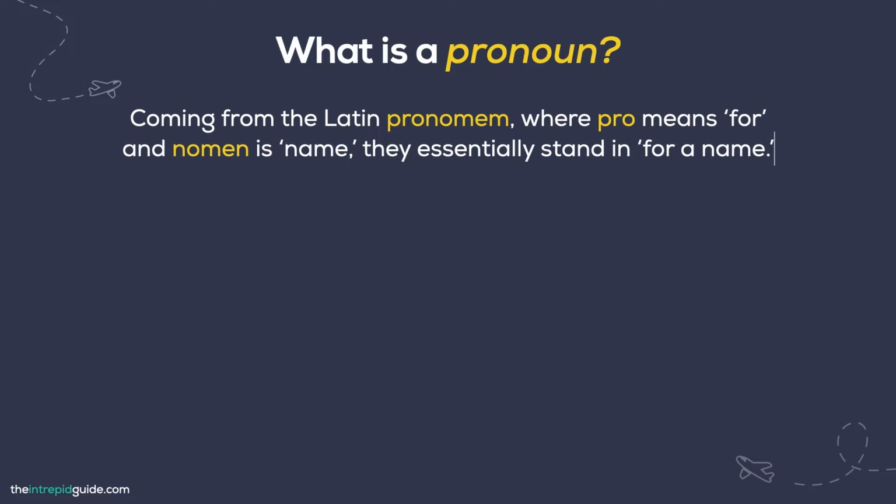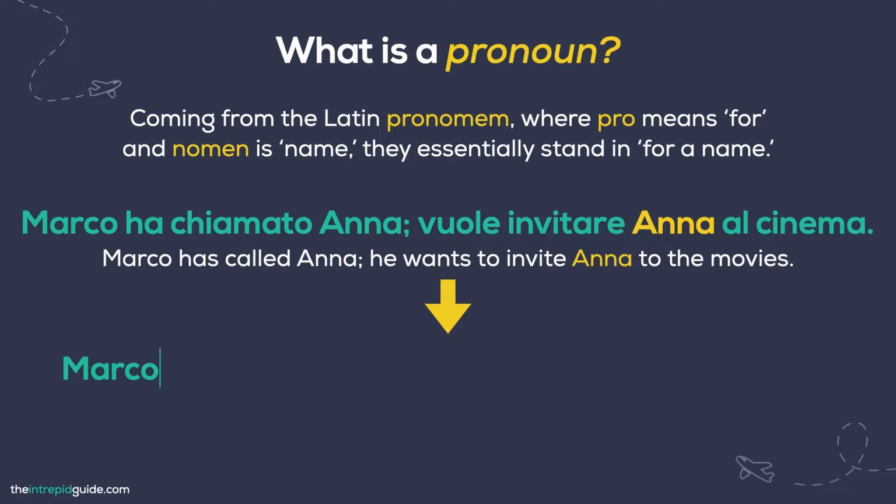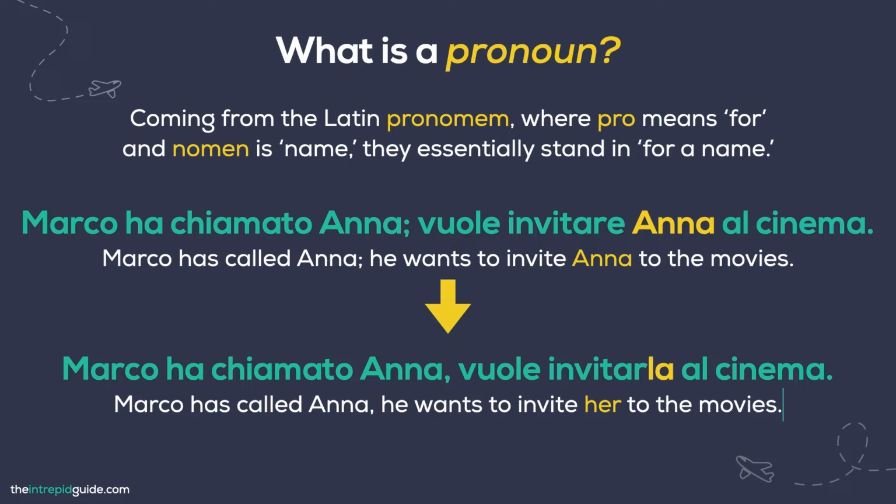Take a look at this example. Marco ha chiamato Anna. Vuole invitare Anna al cinema. Marco has called Anna. He wants to invite Anna to the movies. To sound more fluent, we would say, Marco ha chiamato Anna. Vuole invitarla al cinema. Marco called Anna. He wants to invite her to the movies. In the second phrase, la is the Italian pronoun used to replace Anna, her name. So the sentence flows smoother and isn't repetitive.